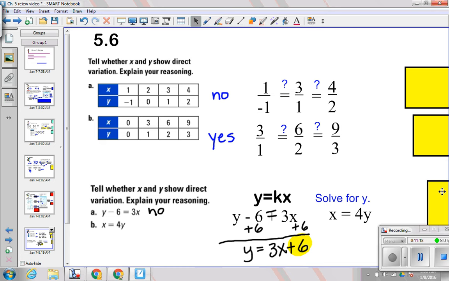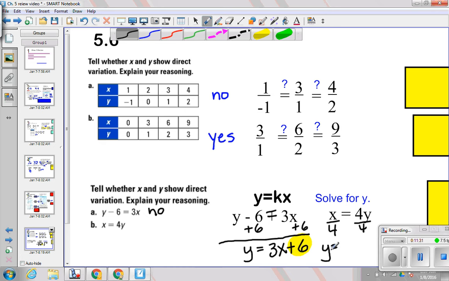Okay, and then for our second one, let's solve for y again. So we're going to divide each side by 4. So now we have y is equal to x divided by 4. I'm sorry, x divided by 4 is the same as 1/4 times x. So notice that x is being multiplied by one number, k. That's the number that relates x to y. So that tells us that it does follow the rule for being a proportional relationship. So that would be a yes.